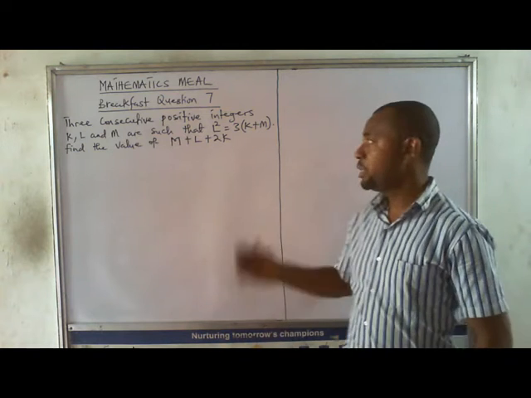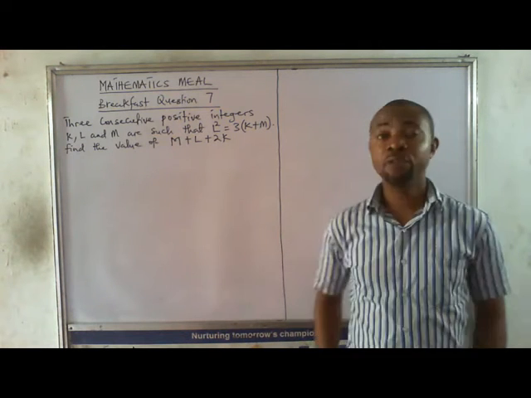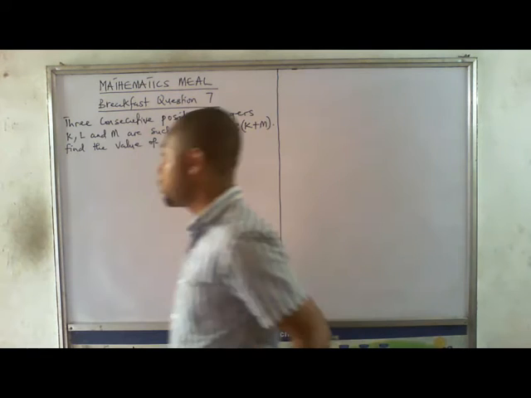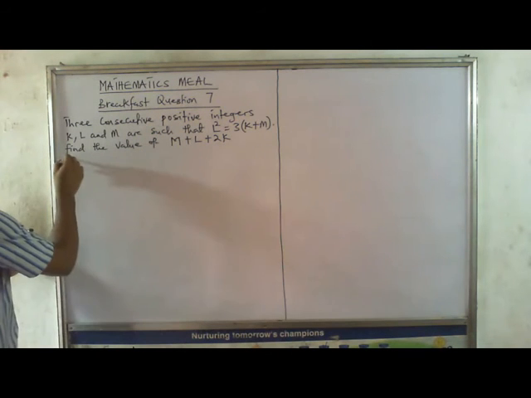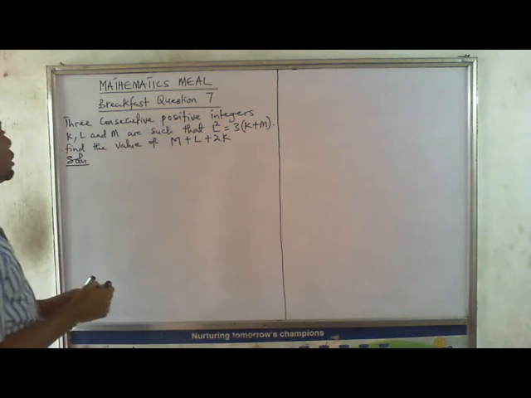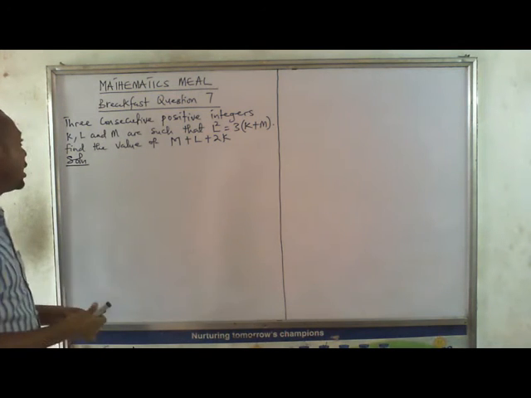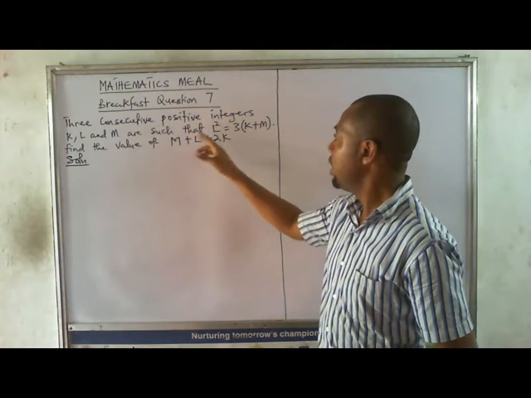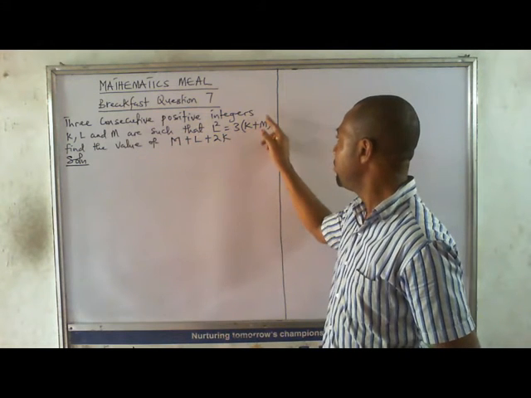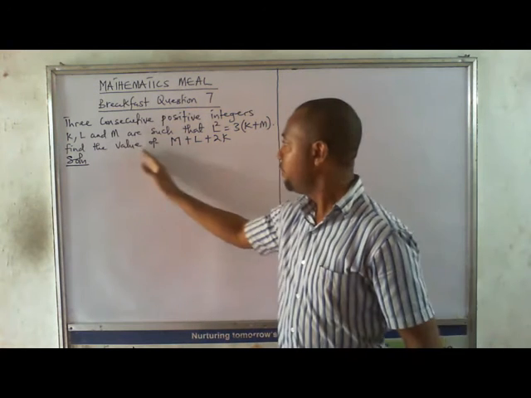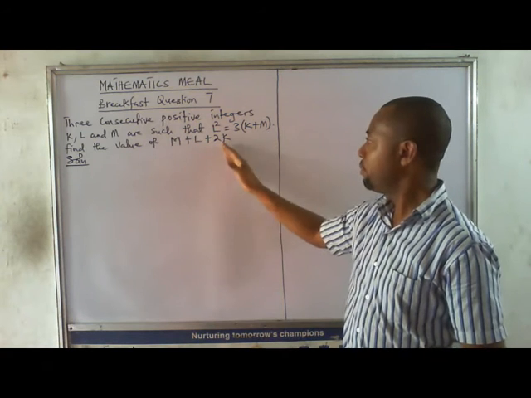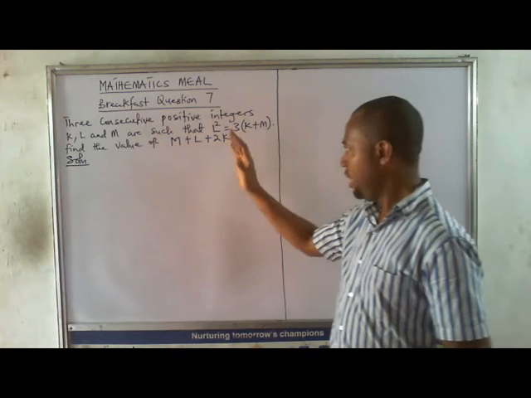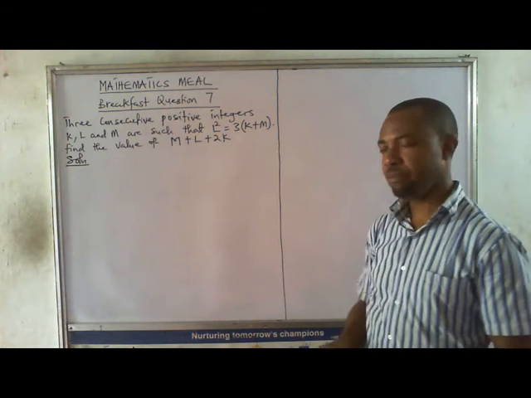All right, we have a question that we are going to solve in breakfast question 7, and we're going to solve the question together. Let's solve. 3 consecutive positive integers k, l, and m are such that l squared equals 3 bracket k plus m bracket closes. Find the value of m plus l plus 2k. So what it means is that we need to find m, l, and k before we can find this.